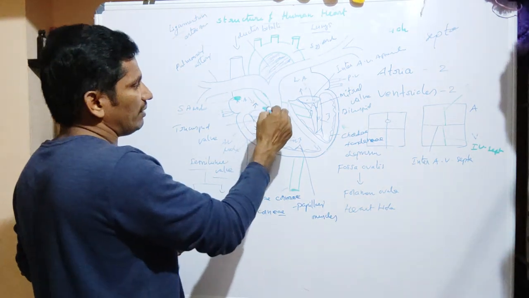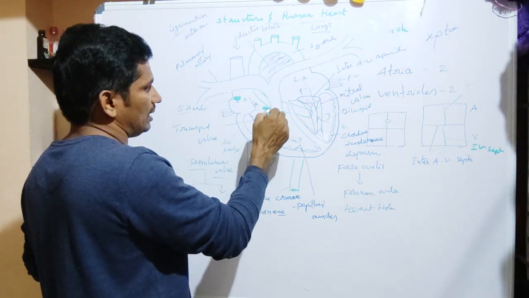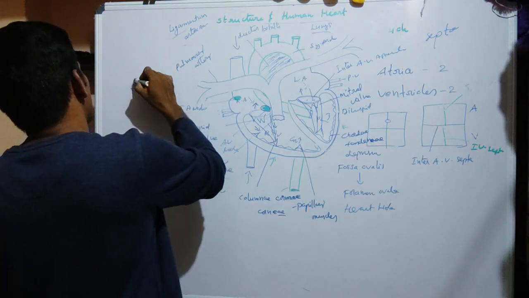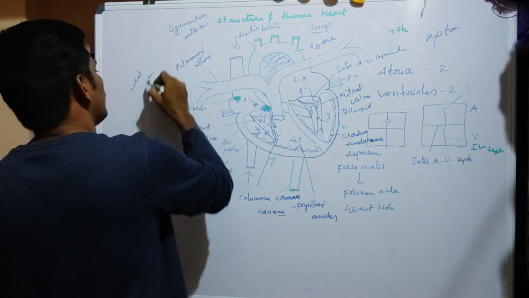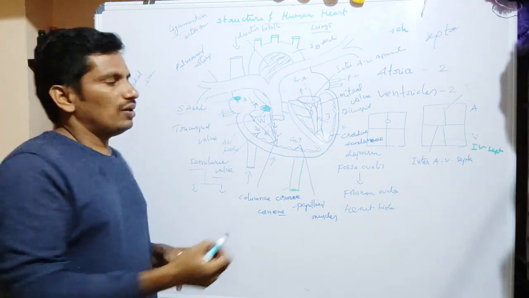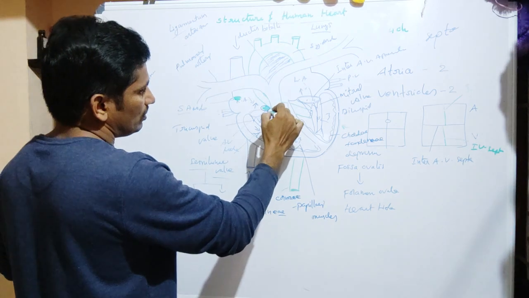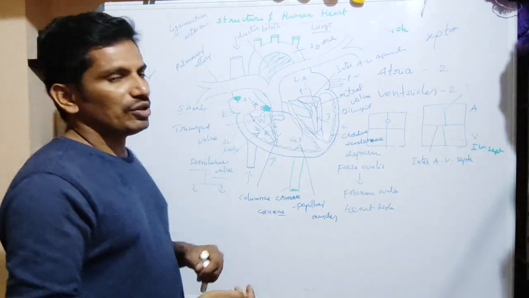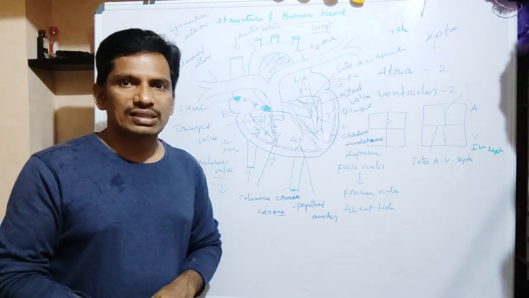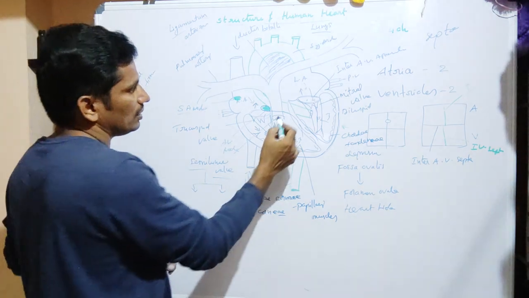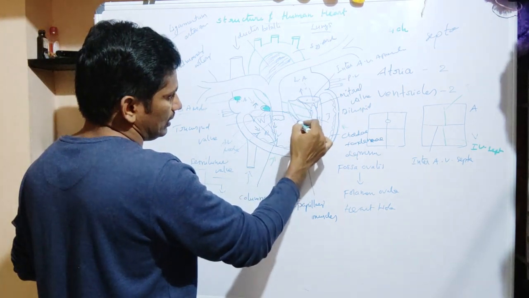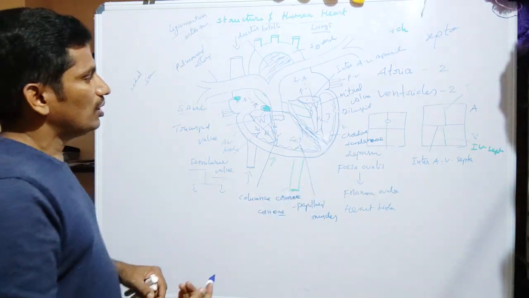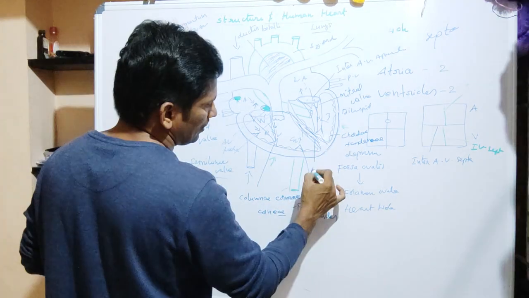And here near the atrioventricular valve is the AV node. This is the nodal tissue. SA node and AV node. From the AV node, small fibers spread all over the musculature of the interventricular septum and the ventricle. These fibers we call the Purkinje fibers.